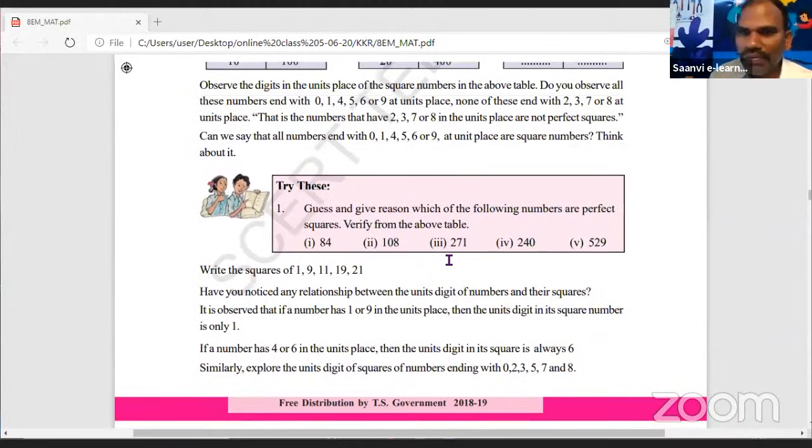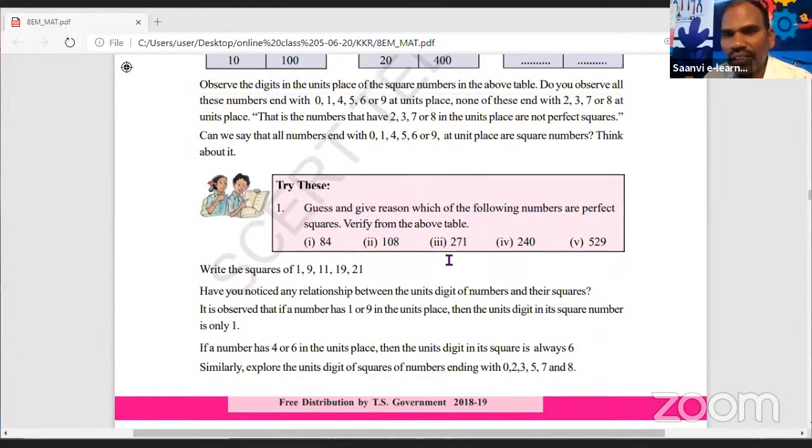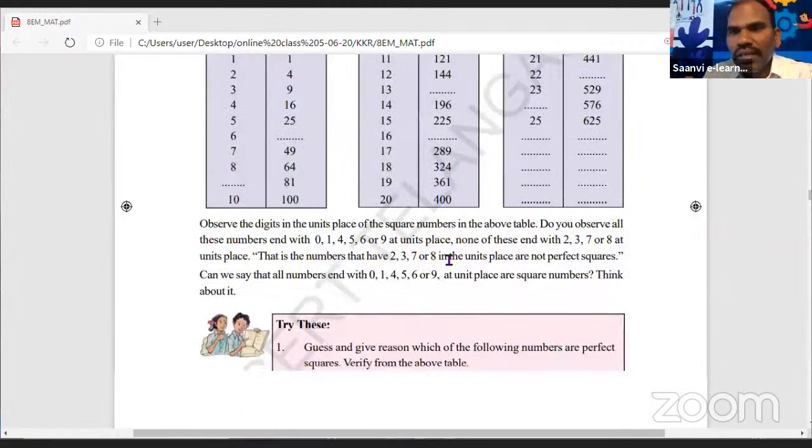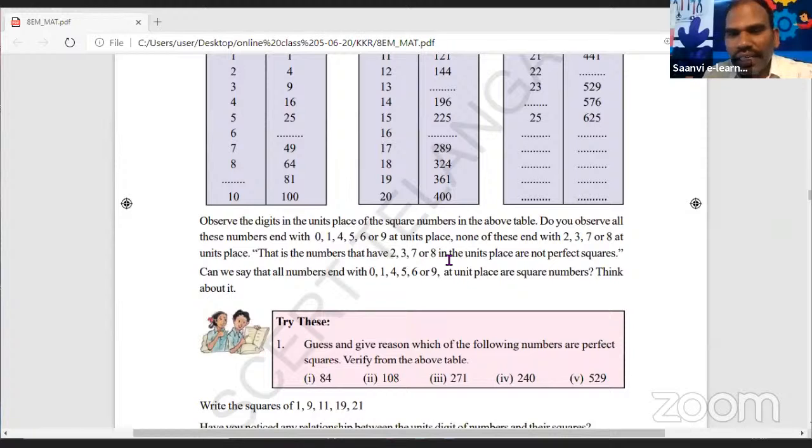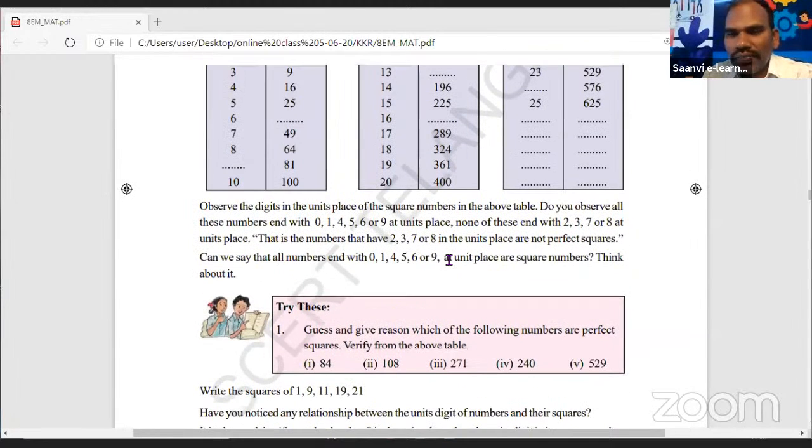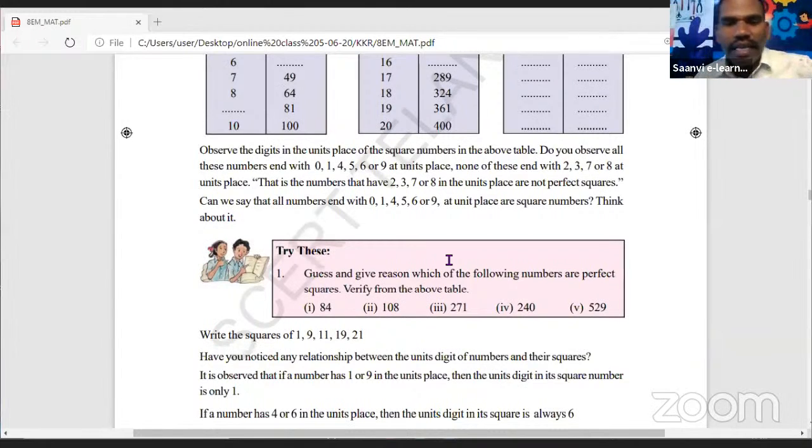108 not a perfect square. 271 not a perfect square. 240 not a perfect square. 529, is that a perfect square or not? 529 is 23 squared, okay. 84, 108, 271, 240 are not perfect squares because we can't write them in the form of squares, meaning a product of two same numbers, we can't write.